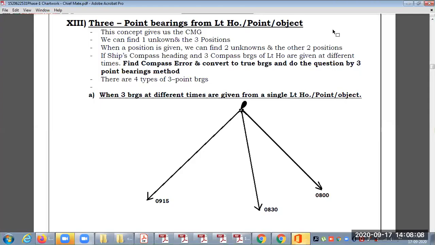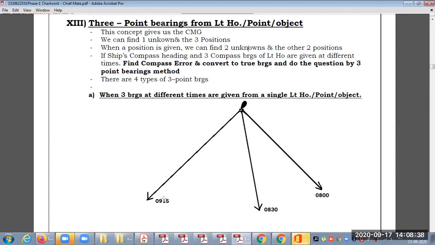So now we are going to see the 3-point bearing from a lighthouse, point or object. The first main point, the most important thing, is that the 3-point bearing gives us a course made good, not the speed made good. We can find one unknown and the three positions, or the position at three times.